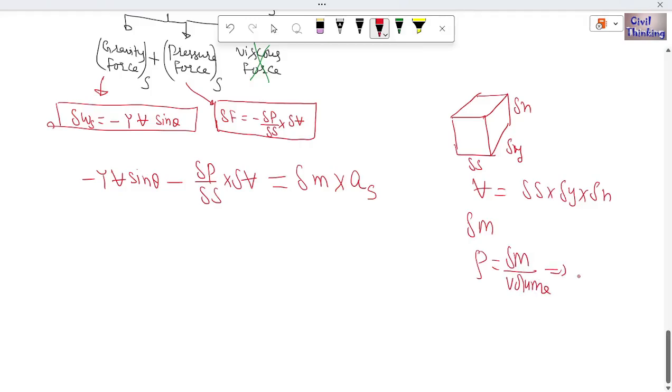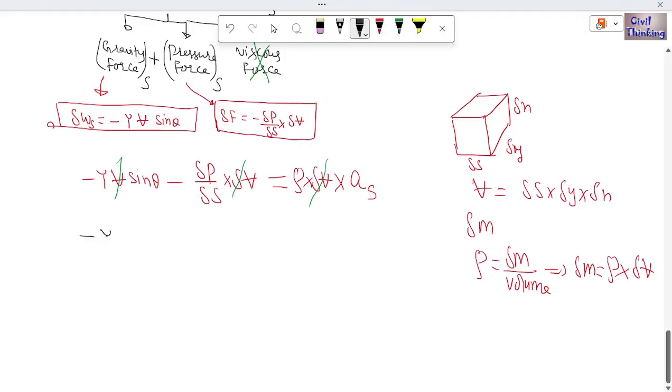Volume. So from here we will get mass to be density times volume. Volume is delta V dash, right? So here, instead of delta M, I will write density times volume. Okay, so again now we are able to cancel out the volumes, and volume will cancel out. Okay, so what are we left with?